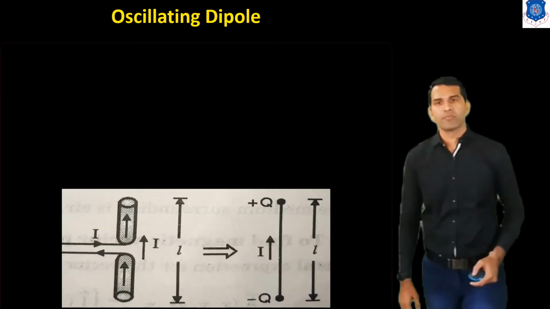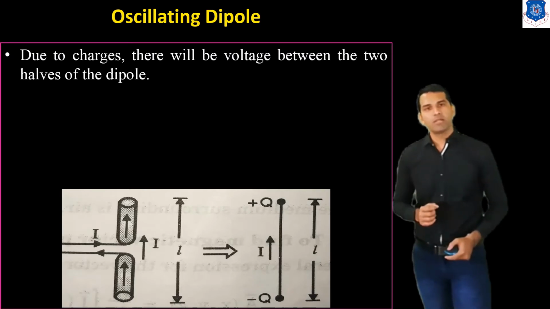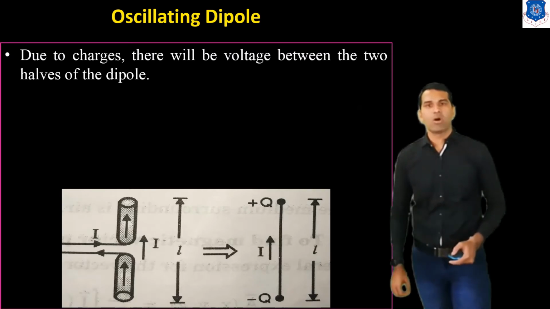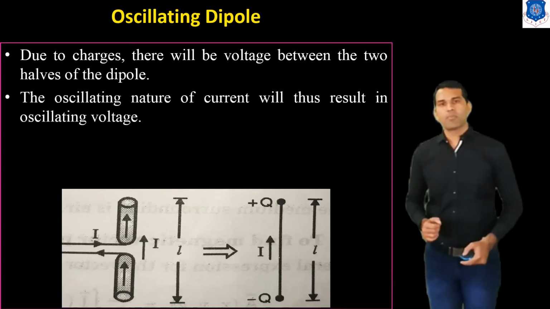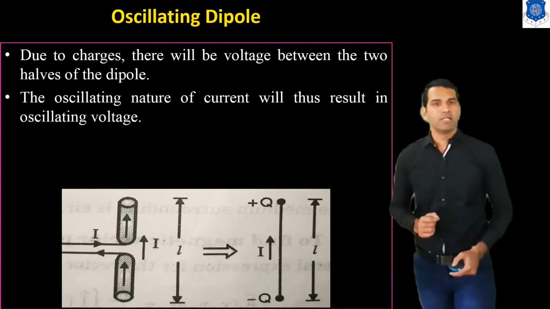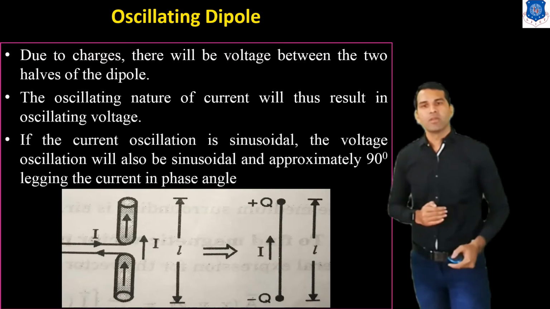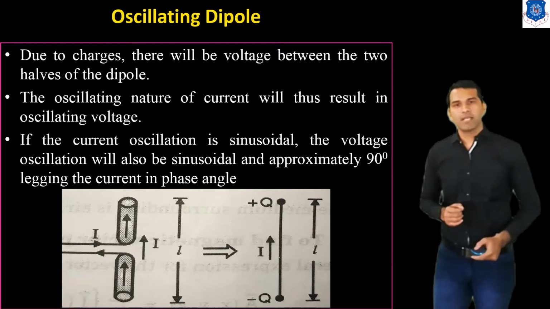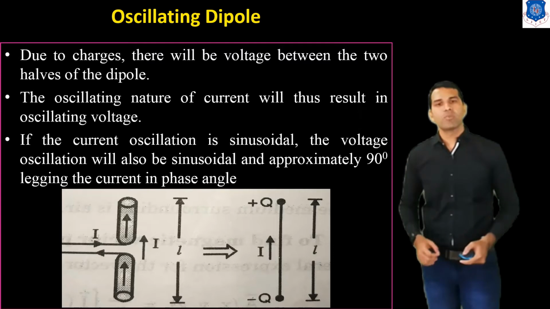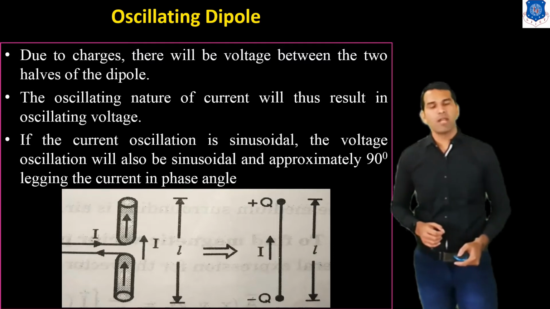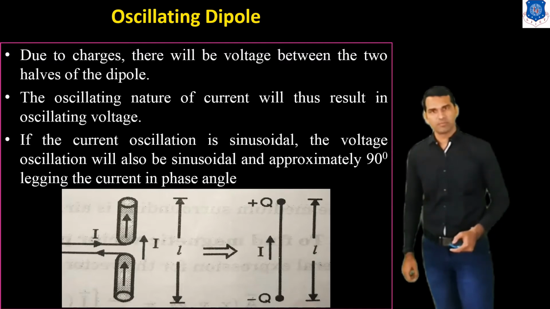Now, due to the charge, there will be a voltage between the two poles of the dipole. The oscillating nature of current will thus result in an oscillating voltage. If the current oscillation is sinusoidal, the voltage oscillation will also be sinusoidal and approximately 90 degrees lagging the current in phase angle.